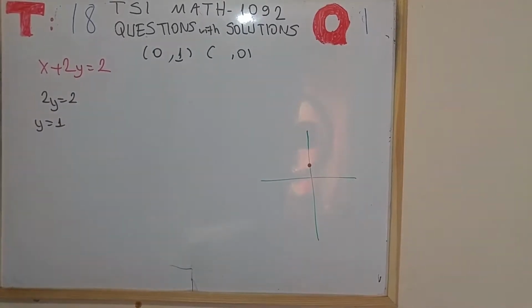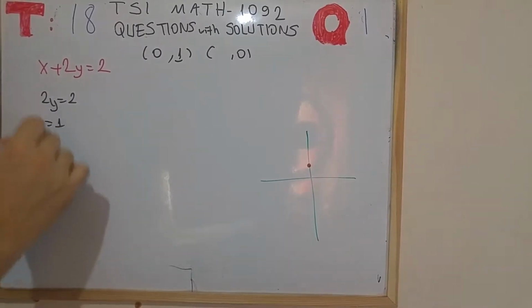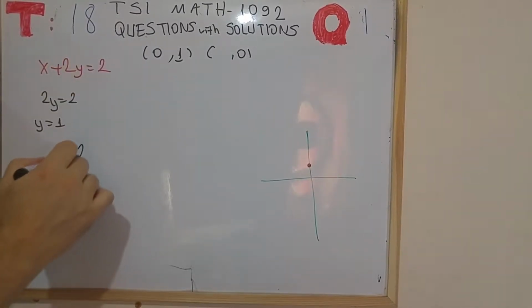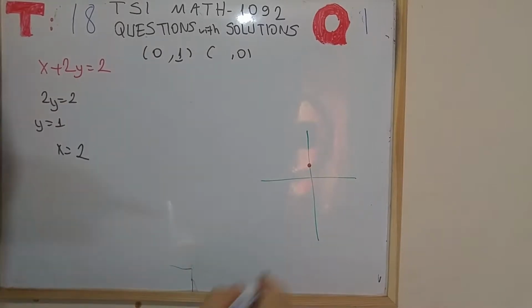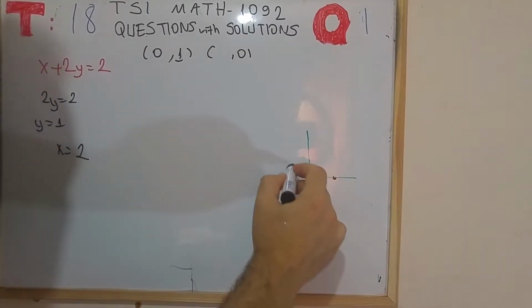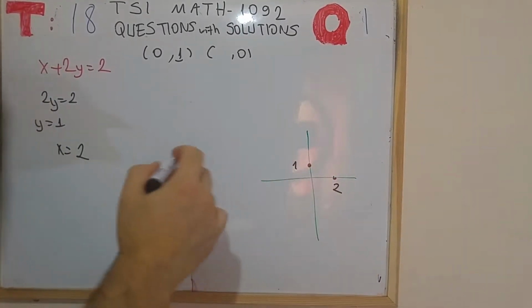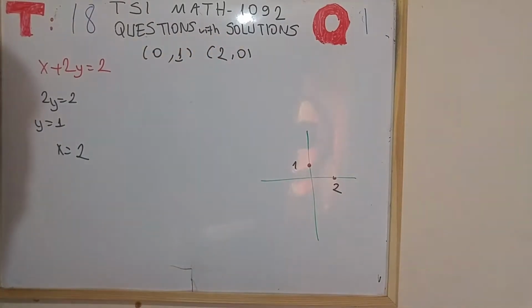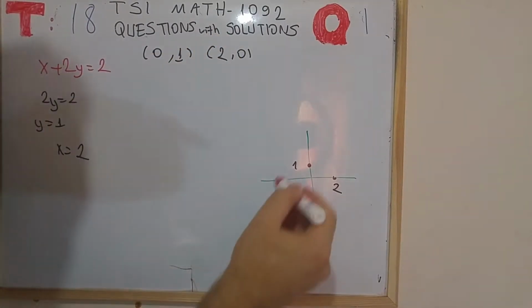And now let's value y as 0. Therefore, x is equal to 2. This means that x will be 2 when y is equal to 0. So my line will pass through these 2 points.